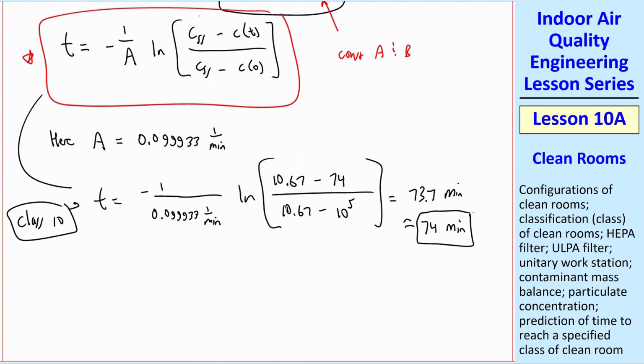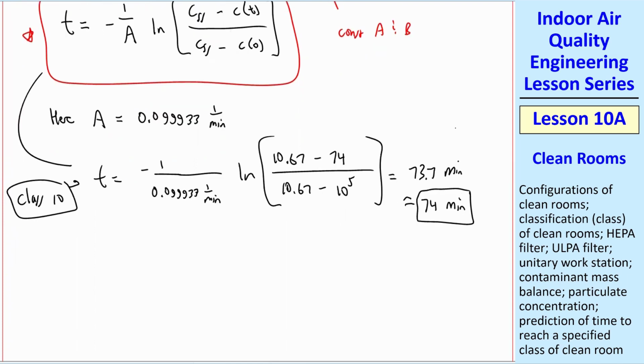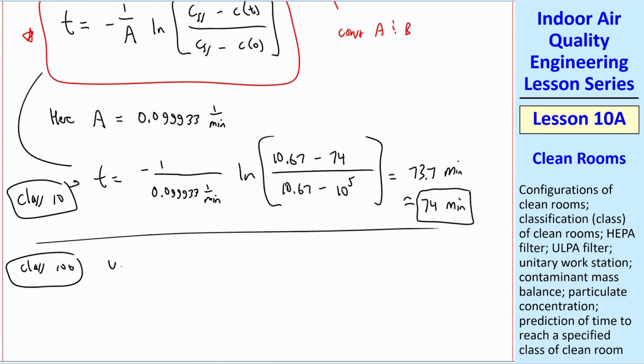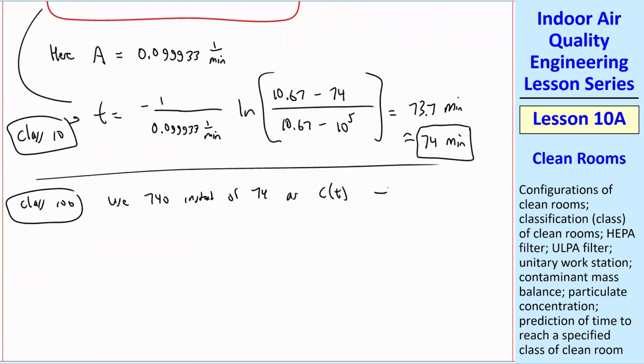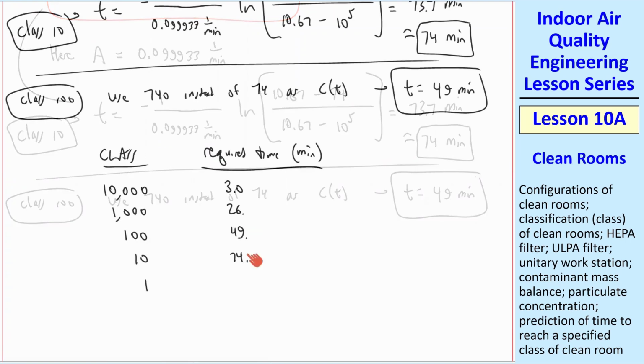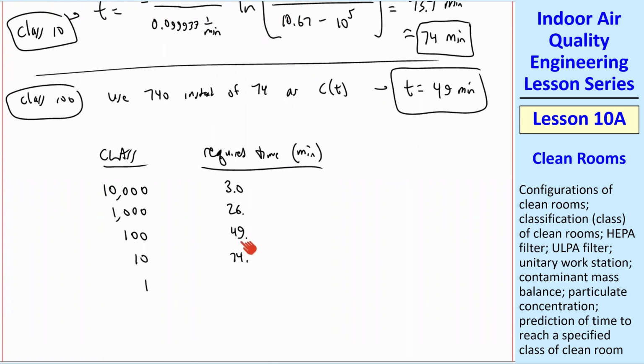That's good. I mean, in a little over an hour, you can achieve your class 10, so that's not too bad. For class 100, you just repeat, do everything except use 740 instead of 74 as our C at t, and you end up with t equal 49 minutes. If you repeat this, at class 10 and class 100, we had 74 and 49 respectively. If you keep doing this class 1000, it takes you 26 minutes. To get class 10,000, which is a pretty crappy clean room, it only takes you 3 minutes.